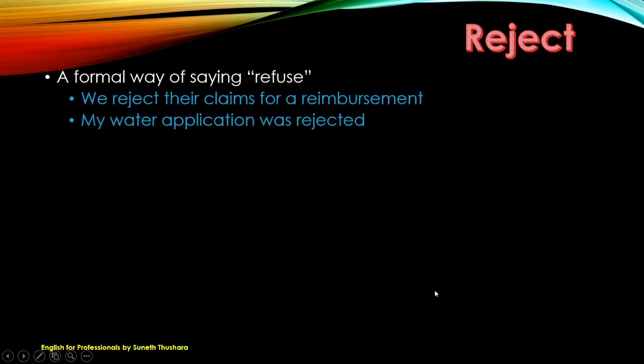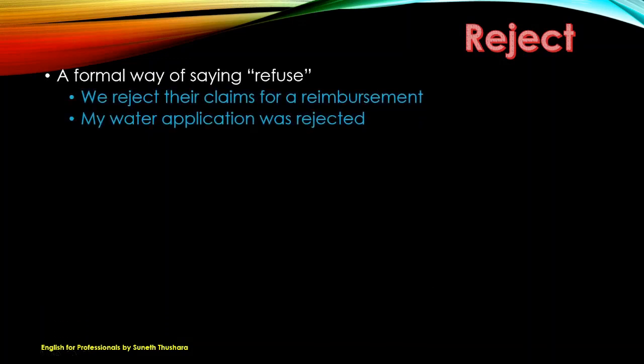Then we will come to reject, a formal way of saying refuse. We reject their claims for a reimbursement. We don't say we refuse their claims for a reimbursement. And then, my voter application was rejected. Here also you can't say my voter application was refused. Now, can you see the difference?